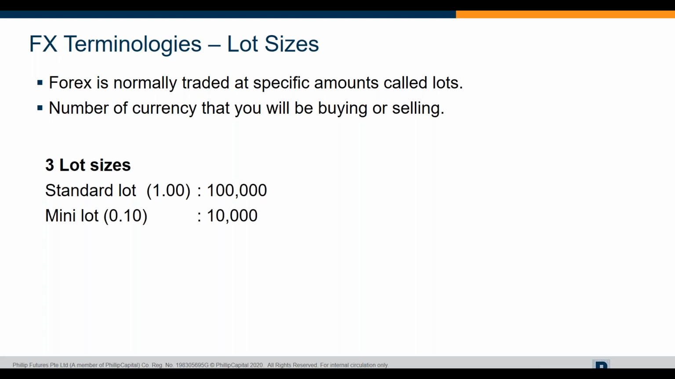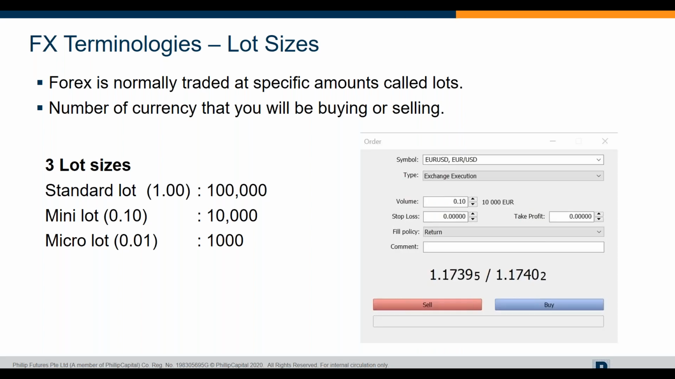Mini lot 0.1, which means $10,000. And the smallest lot available is something called a micro lot, which is only at $10,000. So you can start trading forex from a micro contract as low as $10,000.